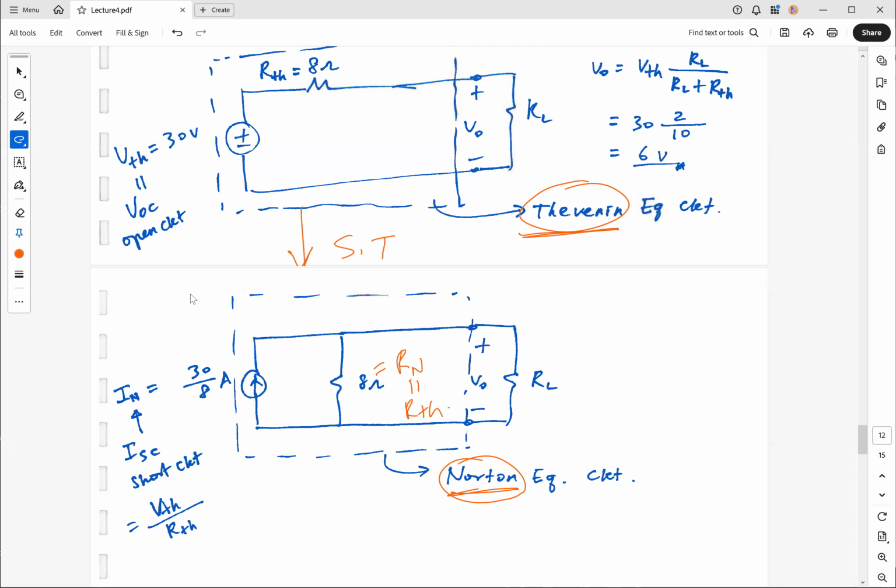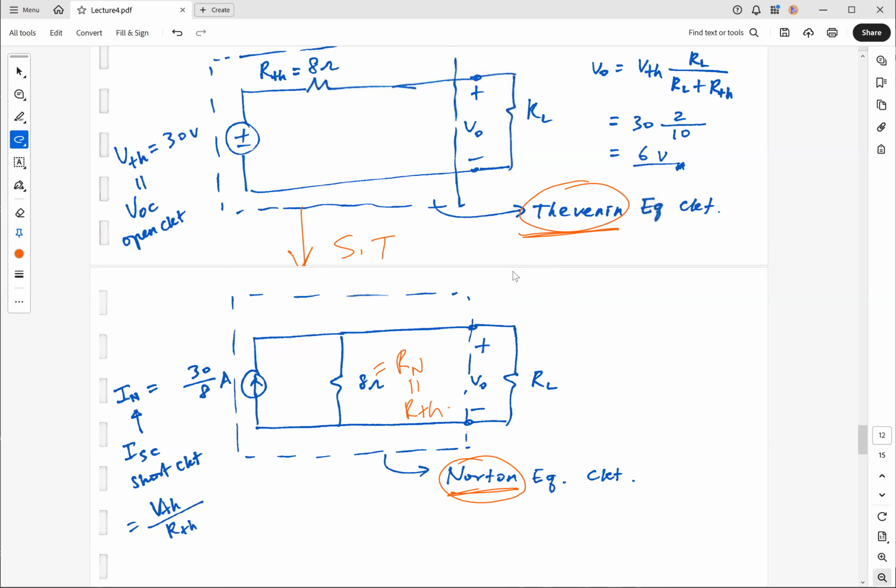And so remember, this is one current source together with two resistors in parallel. So I can simply use current division to find the current passing through this RL, and take that current multiplied by this RL to find the V out. So that's the technique you can use to find the voltage using this Norton equivalent circuit.